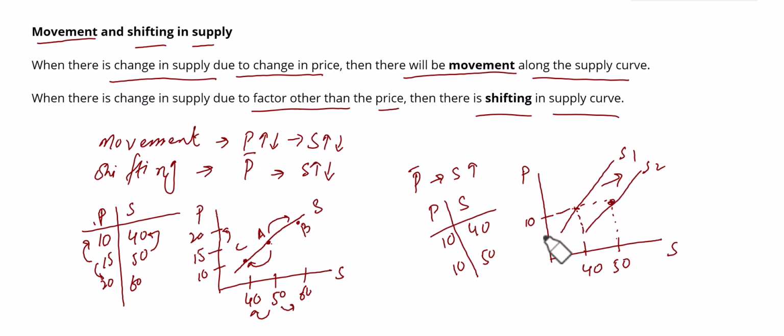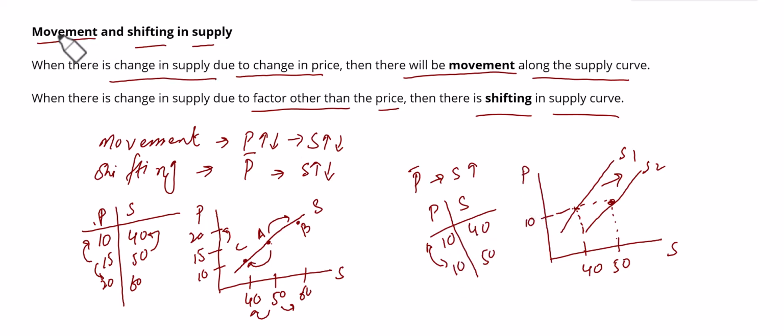Now this increase in supply may be because of the invention of new technology. The firm introduces new technology, so they are producing more units, or maybe more producers enter the market. When there are more producers in the market, this will increase the supply of the good in the market. So supply increases while price is kept constant at rupees 10.